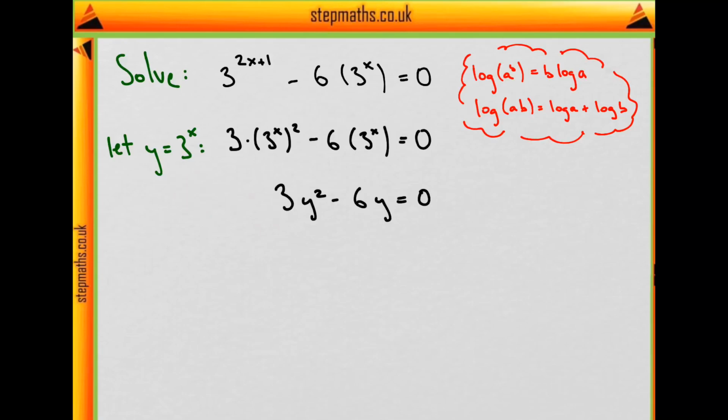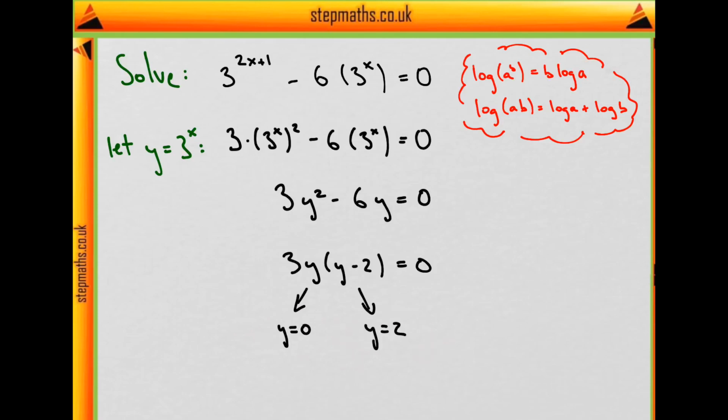Now when we do the substitution, we get a quadratic equation. 3y squared minus 6y equals 0. Let me factorize this. 3y times y minus 2 equals 0. And we can immediately read off the solutions as y equals 0 and y equals 2.